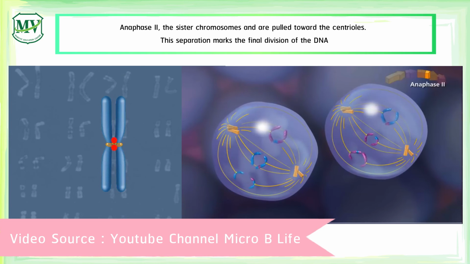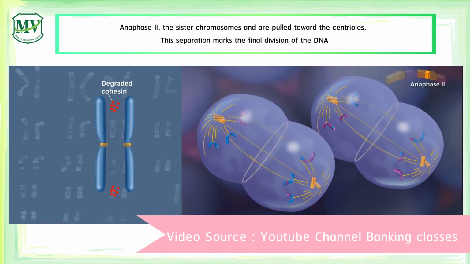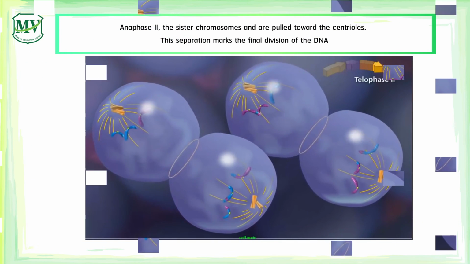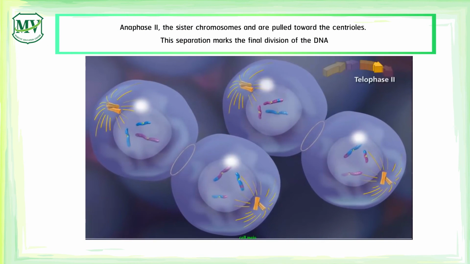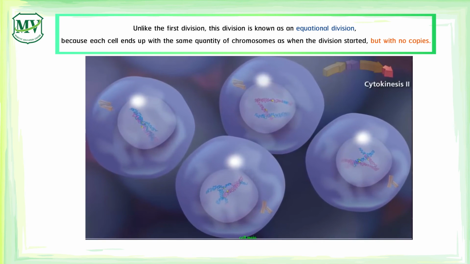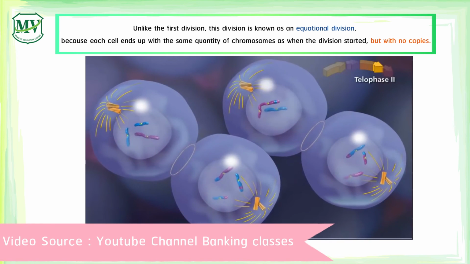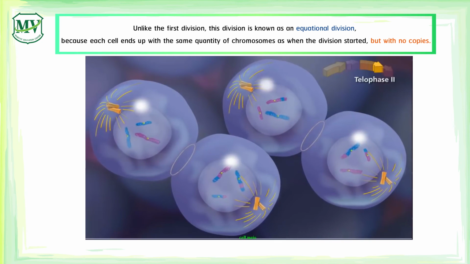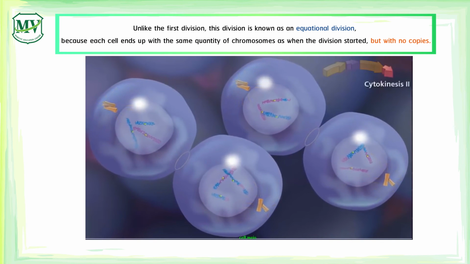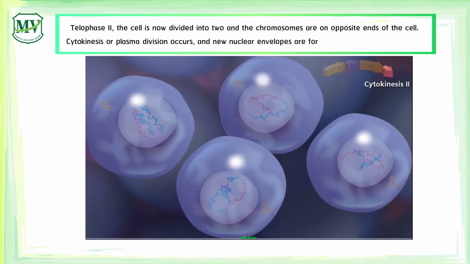The sister chromatids separate. They are now called sister chromosomes and are pulled towards the centrioles. This separation marks the final division of the DNA. Unlike the first division, this division is known as an equational division because each cell ends up with the same quantity of chromosomes as when the division started, but with no copies.